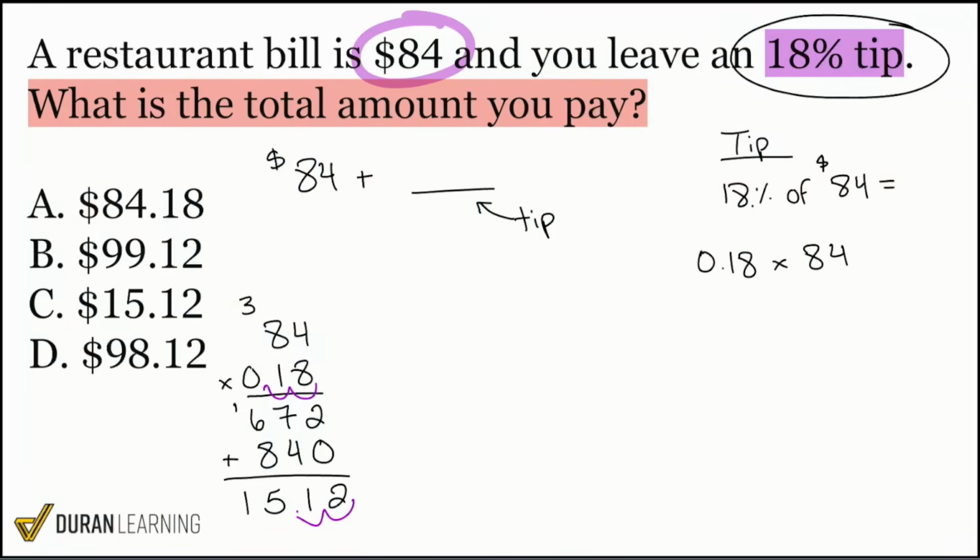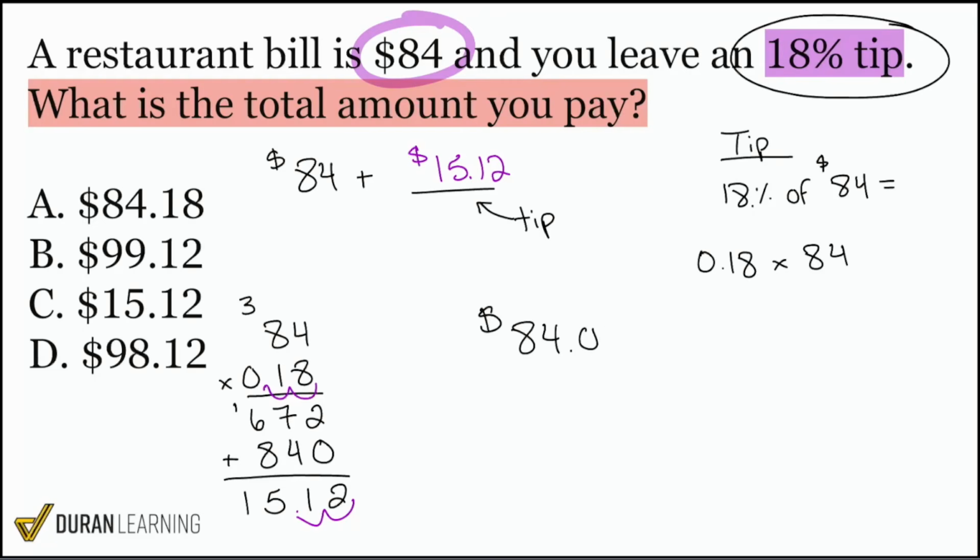So remember, everybody, it's not about celebrating the first correct calculation that you do, because that'll trick you. It'll make you believe that the answer is C when in fact it's not. The tip is $15.12. The tip itself. To get the final amount, we would have to add that tip to the original bill, and that's what'll give us the final amount. And that's right over here.